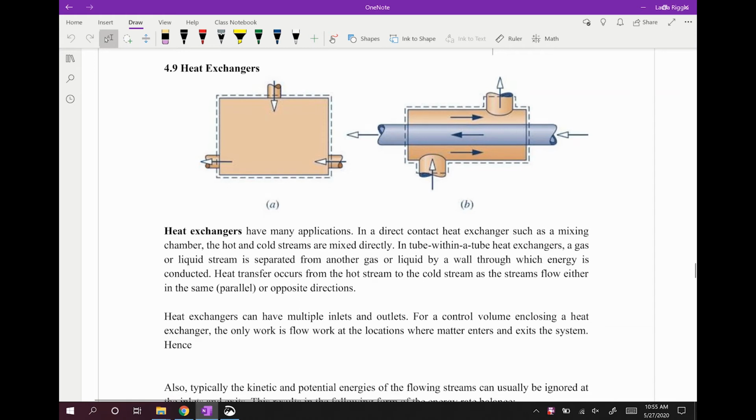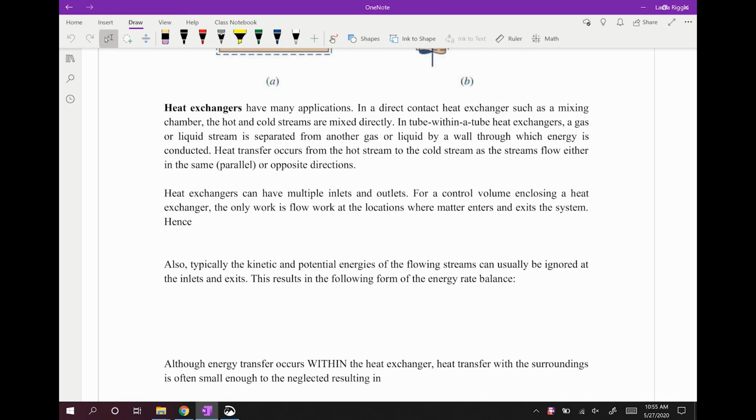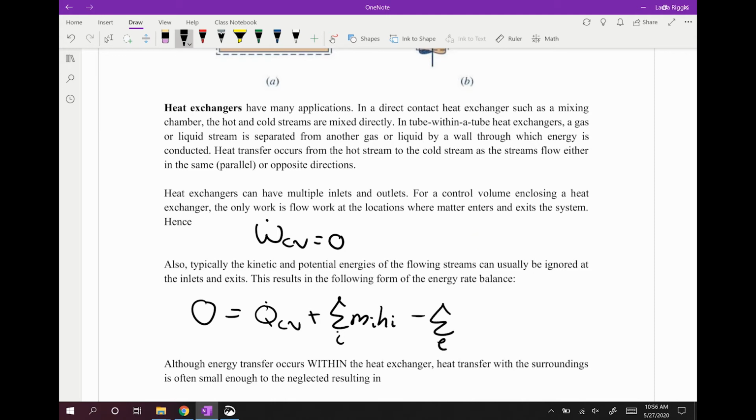For a control volume consisting of a heat exchanger, the only work is flow work. So the work for our control volume is equal to 0. Also, typically, changes in kinetic and potential energies of the flowing streams can usually be ignored. So our energy equation reduces down to our heat transfer plus the sum of what comes in minus the sum of our enthalpy out.